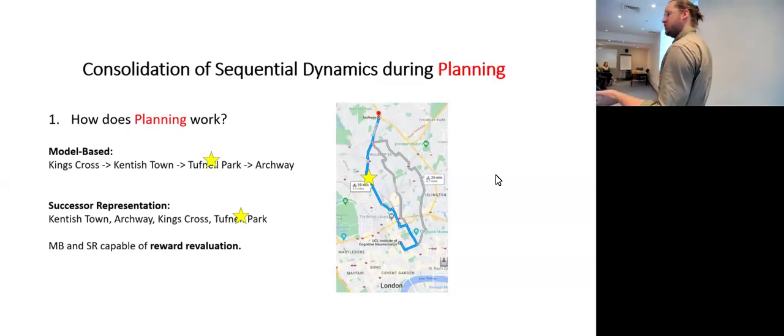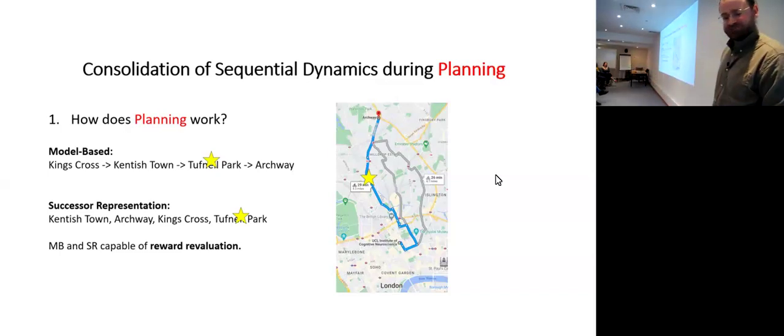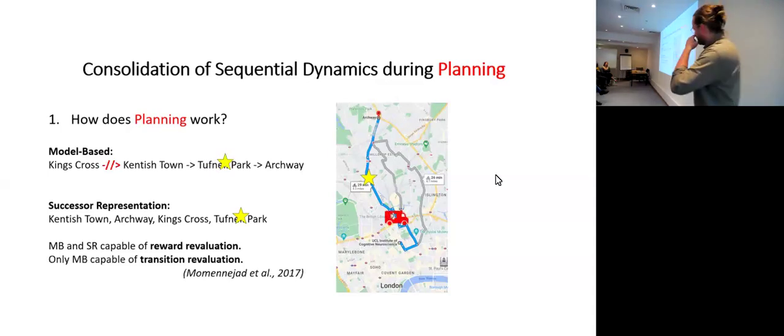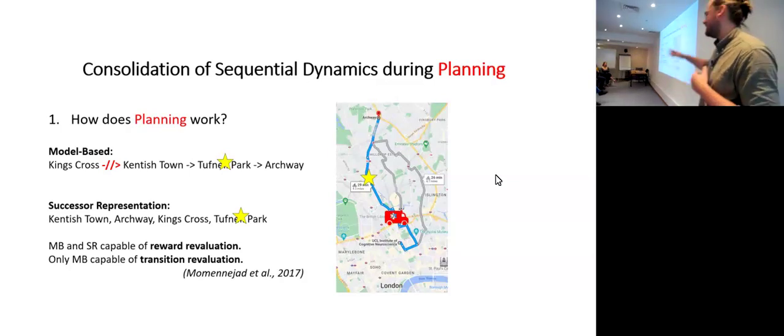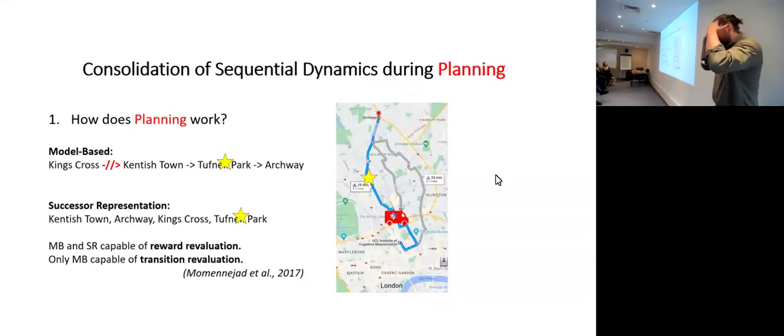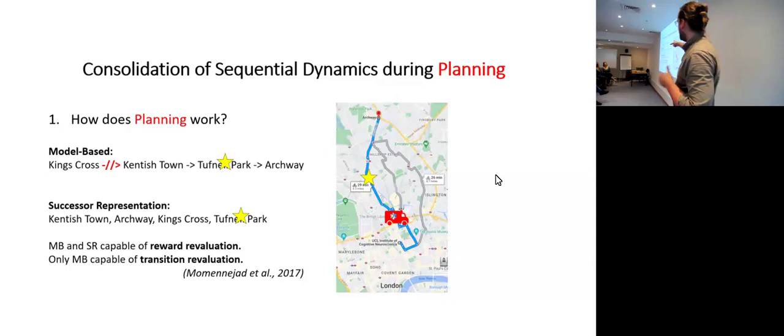You get new information about which states in the world are rewarded, and you can adaptively adjust your actions. But there are other types of information you can get. For instance, let's say someone before I cycle told me that now there's been an accident somewhere between King's Cross and Kentish Town. So that's very useful for me if I am a model-based planner, because I actually have that whole map in my head.